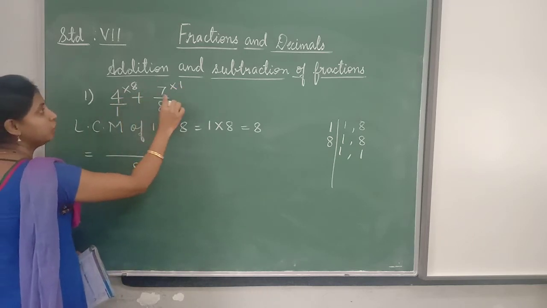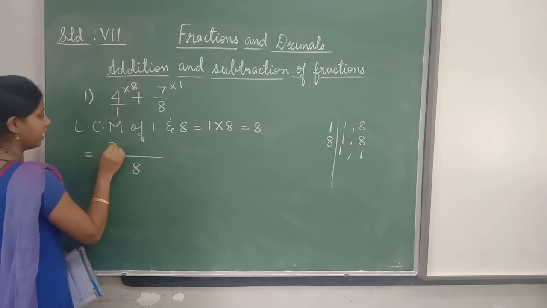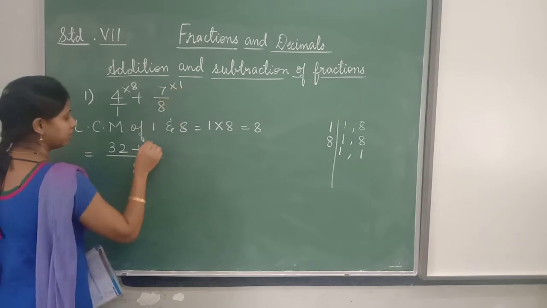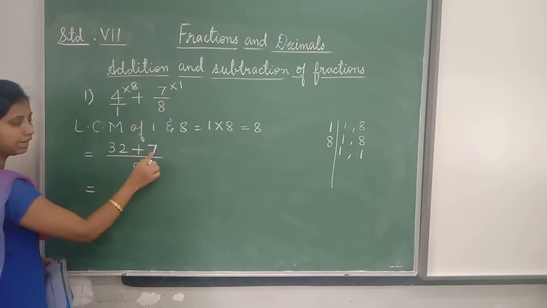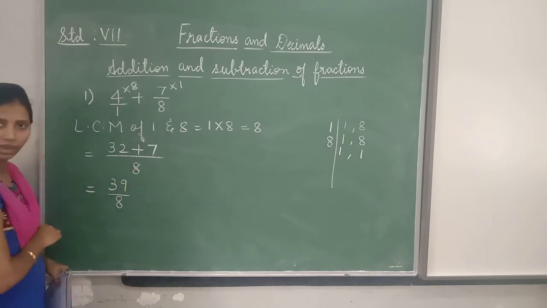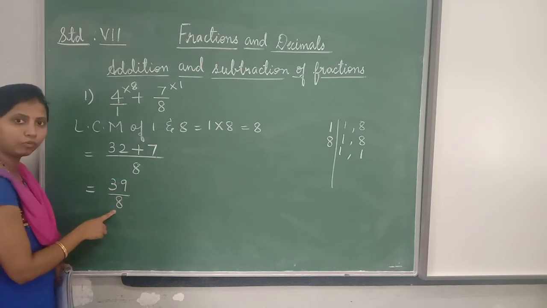Now multiply the numerators to this number. 4 into 8. 4 into 8 is 32. Plus sign. 7 into 1 is 7. Now next step. Add. 32 plus 7, 39. Divided by 8. So 39 upon 8 is which kind of fraction, children?